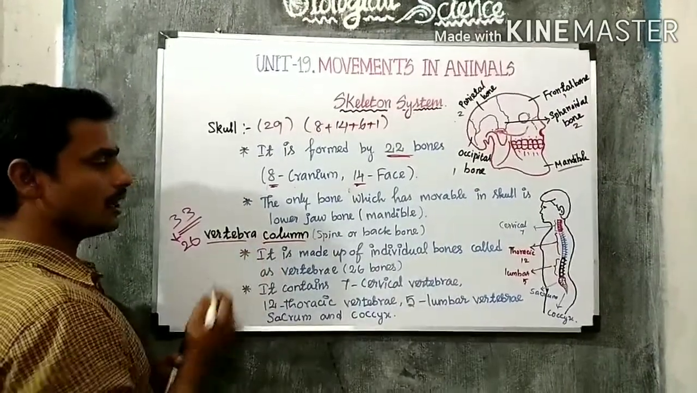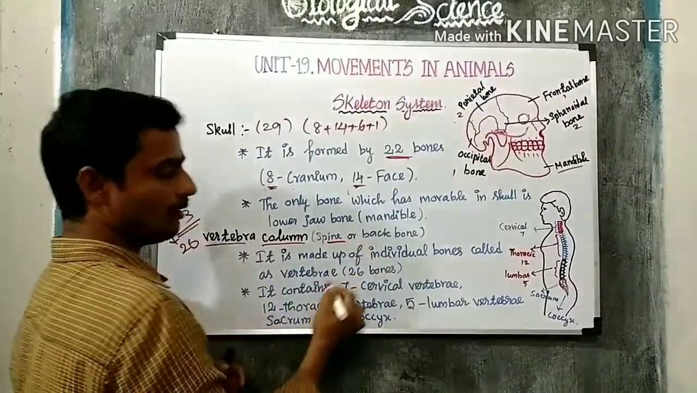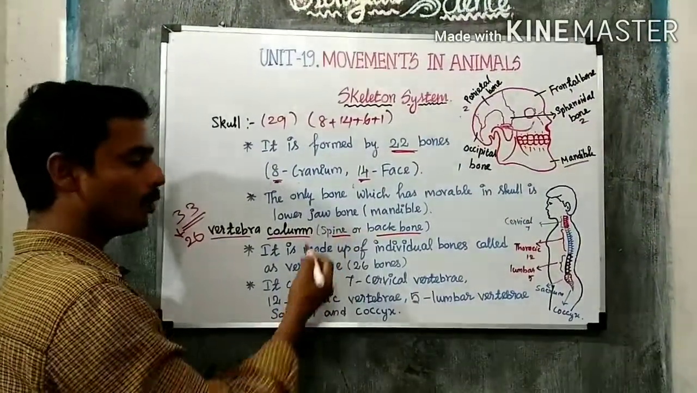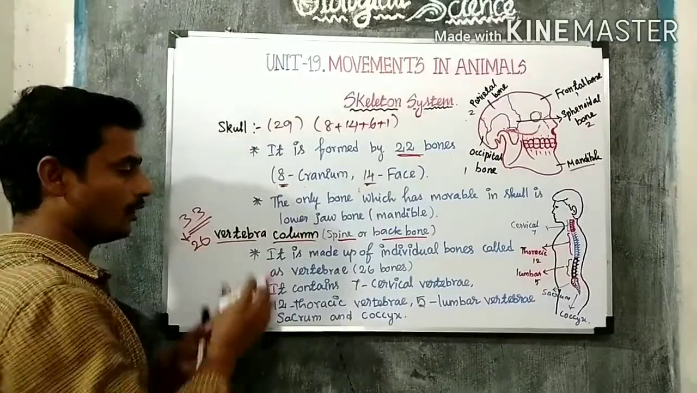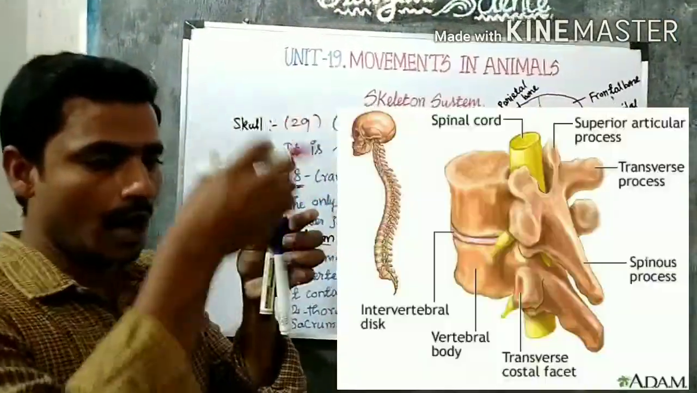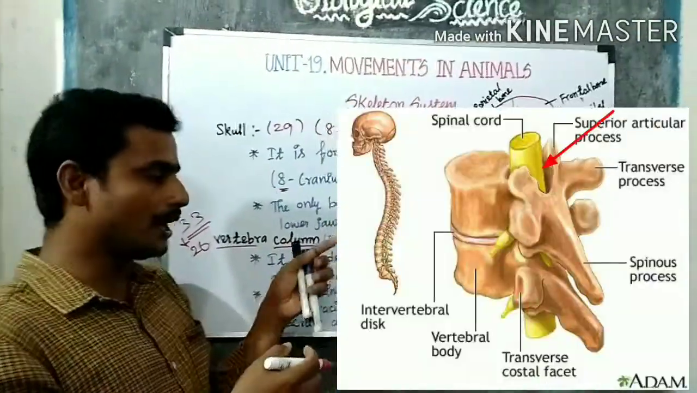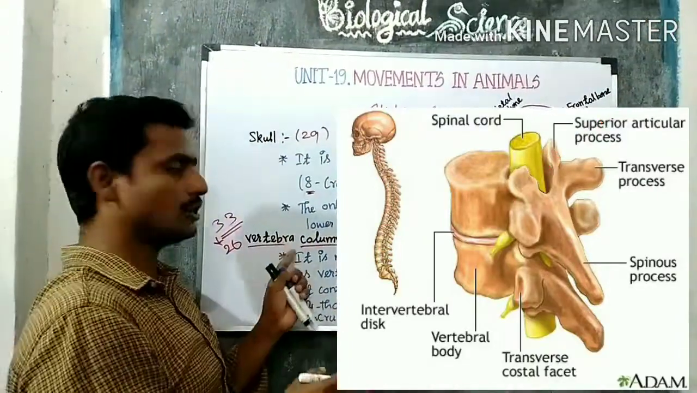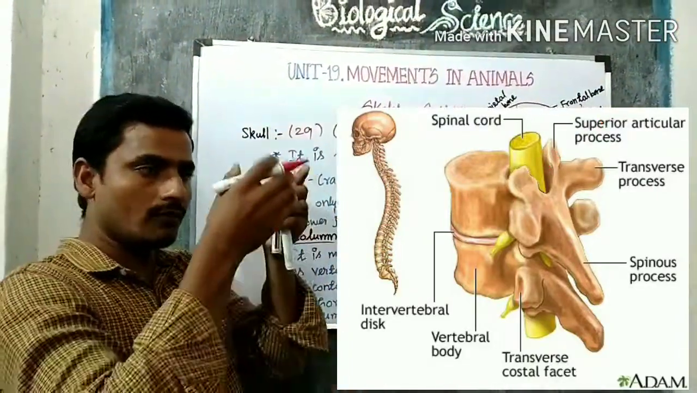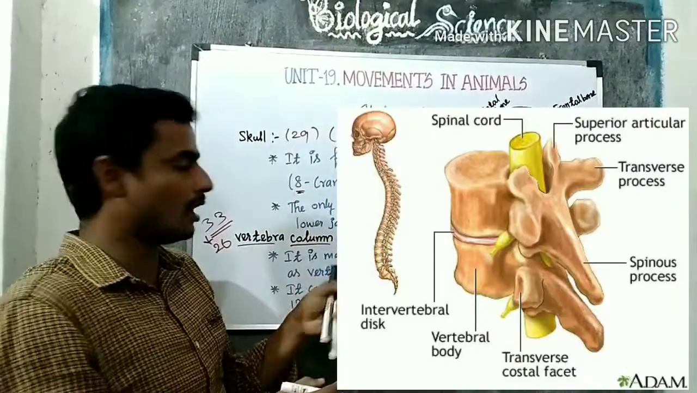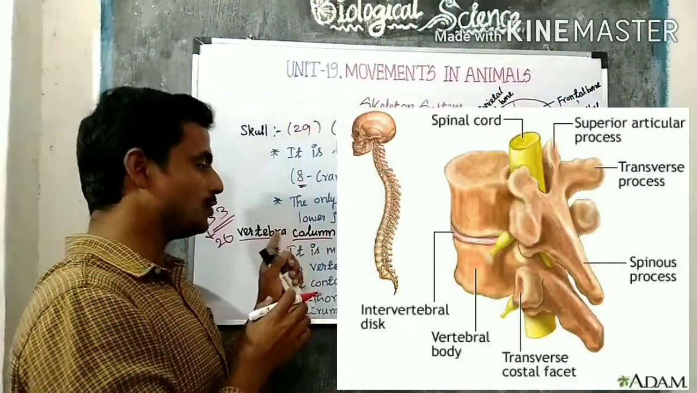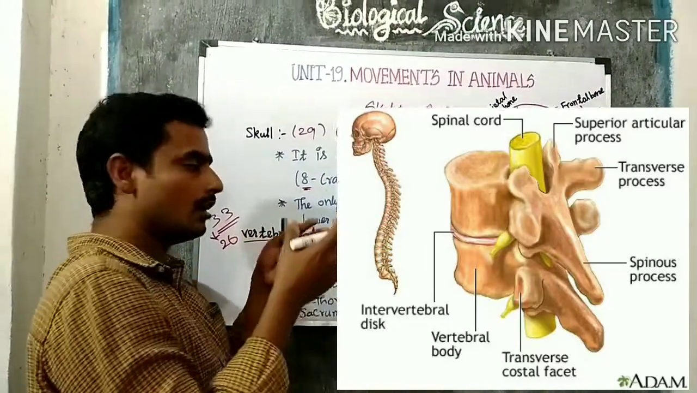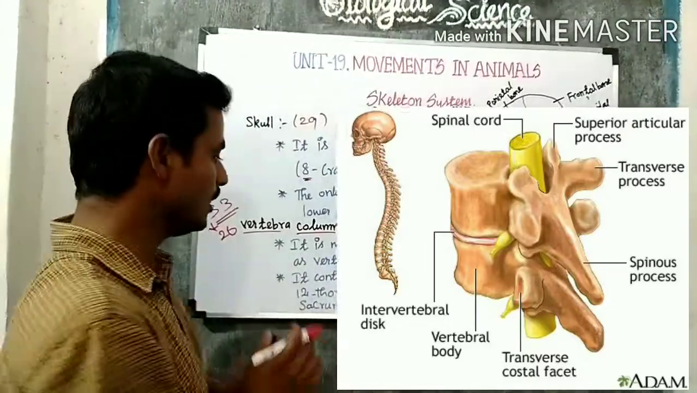The vertebral column is also called the spine or backbone. It protects our spinal cord. The vertebral column forms a hollow-like structure, and the spinal cord is present in the hollow of the vertebral column. So the vertebrae, which means the bones present in the vertebral column, protect the spinal cord.